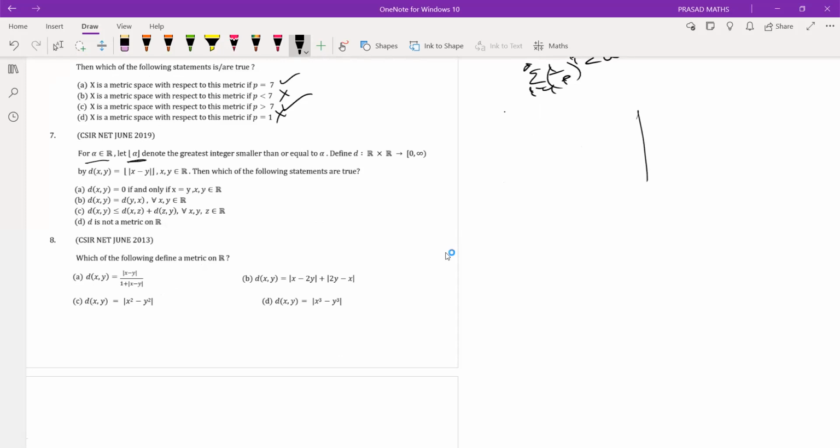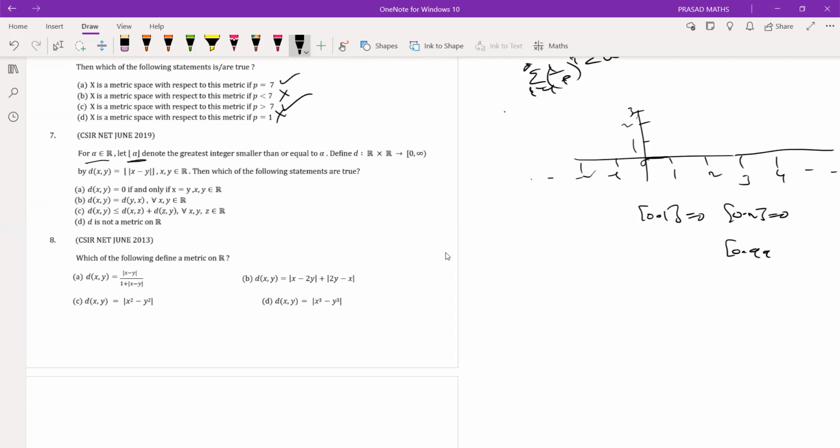You already know the step function, the greatest integer function. This is my 0, this is 1, this is 2, this is 3, this is 4, going on, and this is -1, -2, going on. Whenever x goes from 0 to 1, it is always 0. 0.01 is always 0, 0.02 is also always 0, and 0.0999 also is always 0. Therefore, 0 to 1 is always 0, and 1 to 2 is always 1.